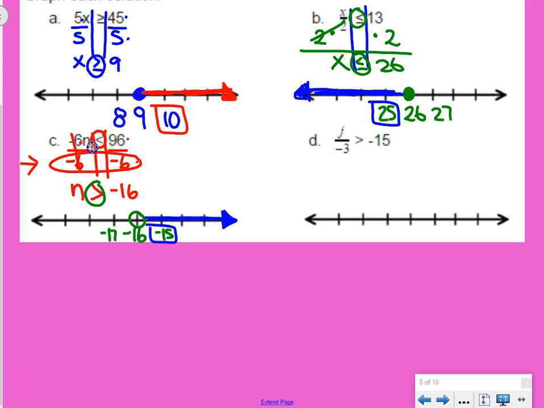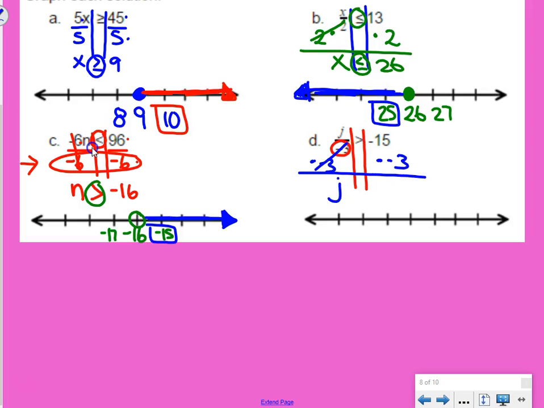Last example on this page. J divided by negative 3 is greater than negative 15. Draw those railroad tracks. We're dividing by a negative number. So to undo that, we're going to multiply both sides by negative 3.